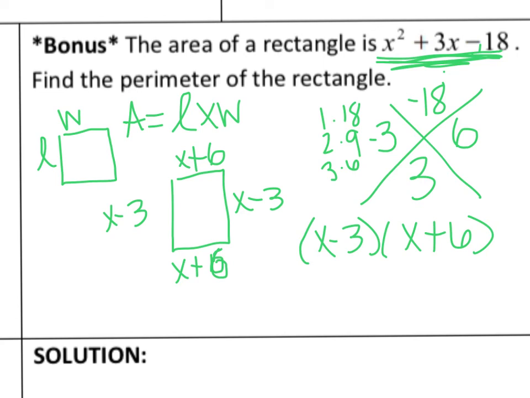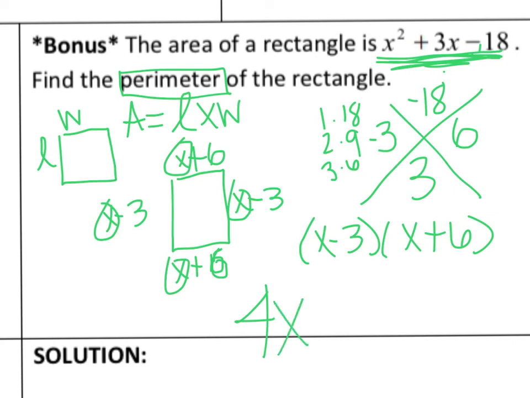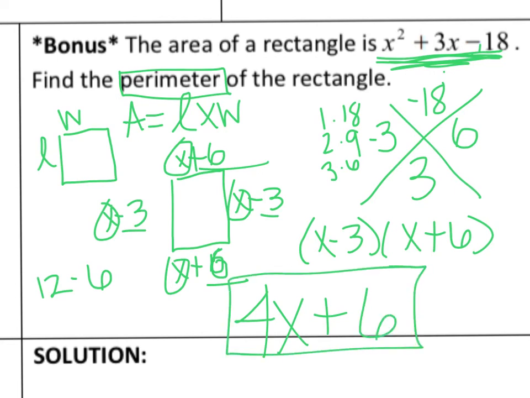Okay. So now we have to remember what the question's asking us to find. It's asking us to find the perimeter. So now we need to add the side lengths up to find the perimeter. So I see I have 1x, 2x, 3x, 4x's. And 6 and 6 make 12. -3 and -3, so that's like 12 minus 6, which is going to give me a positive 6. And that is the perimeter of this rectangle.